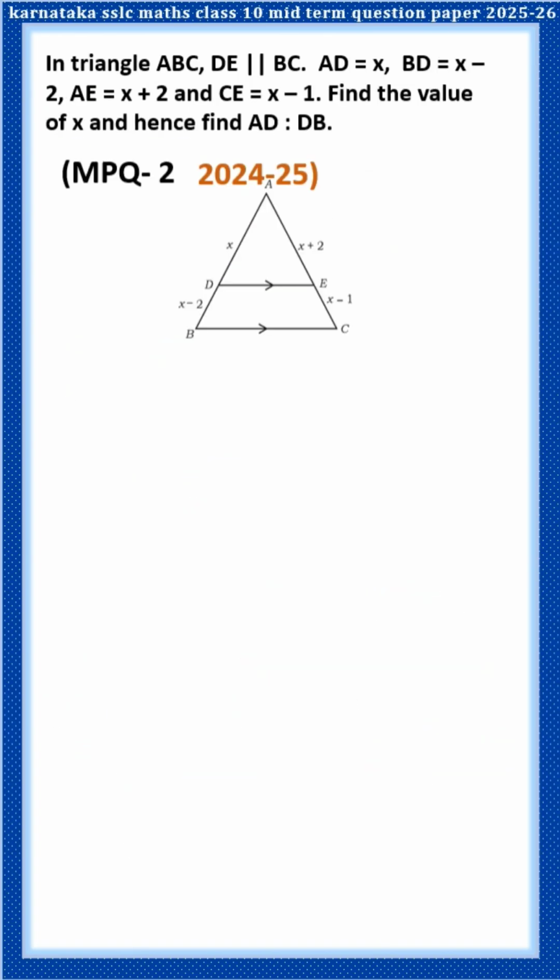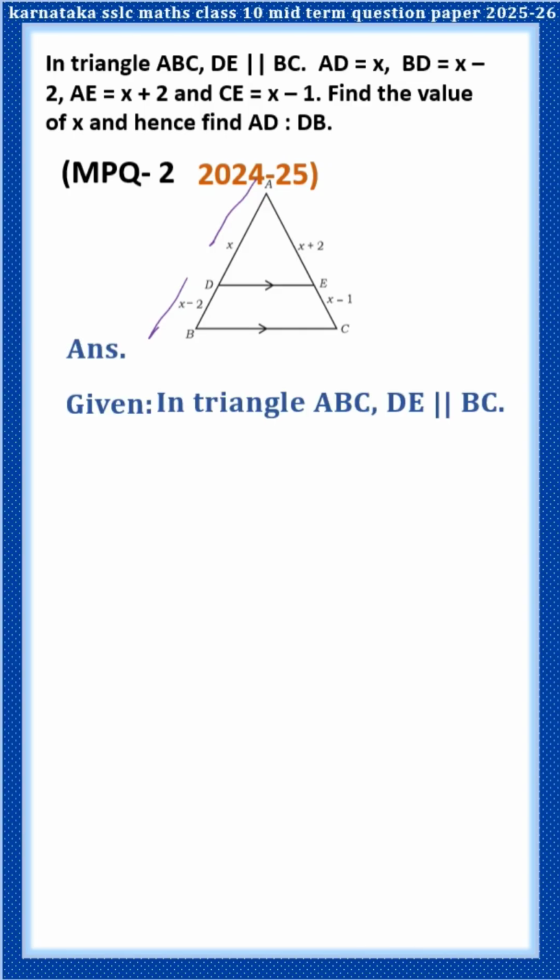A similar question has appeared in model question paper 2, 24-25, means previous year's model question paper 2. In triangle ABC, very much similar. AD is equal to x, BD is equal to x minus 2, AE is equal to x plus 2, CE is equal to x minus 1. Find the value of x. Hence find AD is to DB.